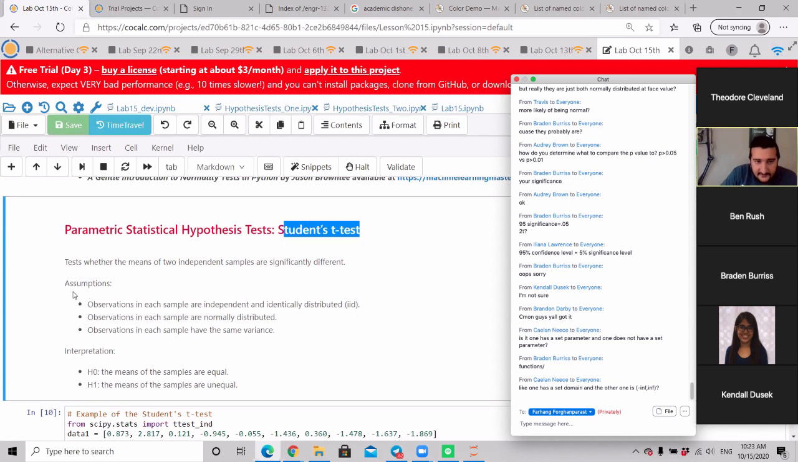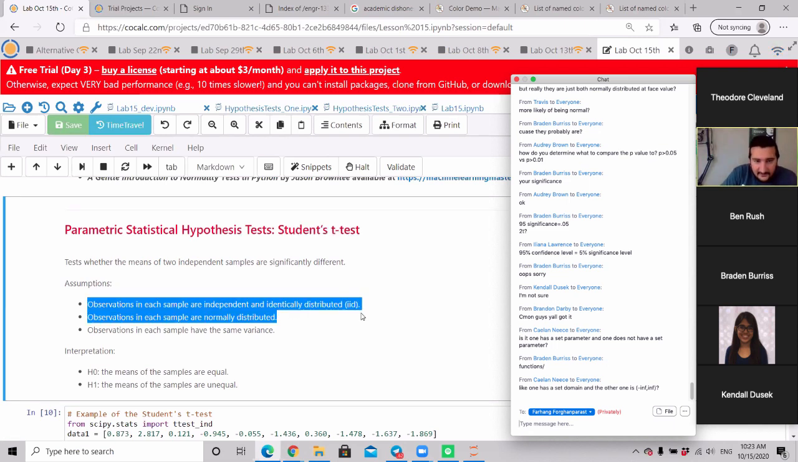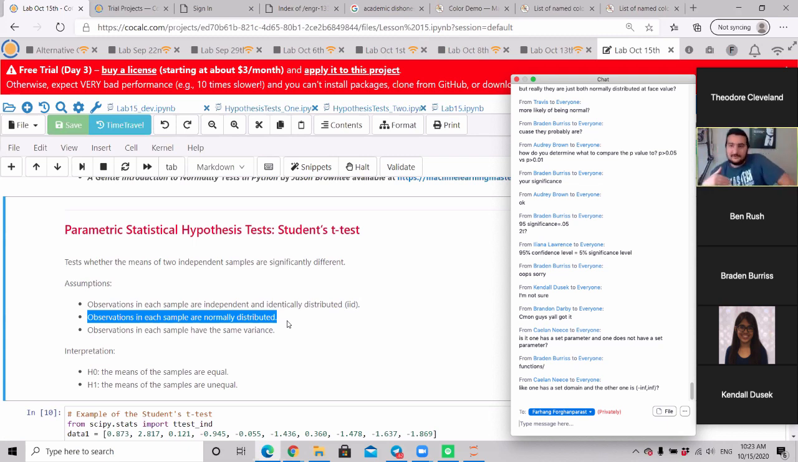If you notice on the list of assumptions, you have something like this, and then something like this. So the biggest difference between parametric tests and non-parametric tests is the assumptions. Parametric tests make certain assumptions about the underlying distributions of your samples. For example, a student's t-test needs your samples to follow the normal distribution.